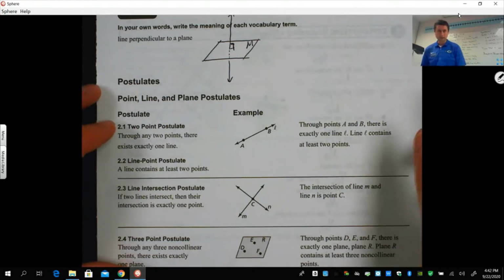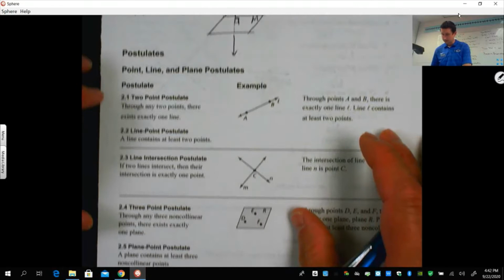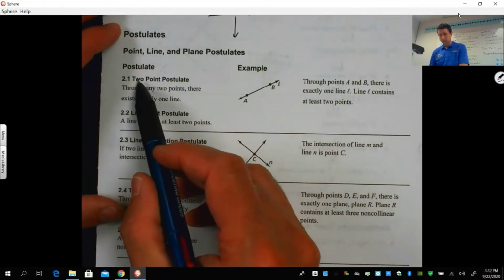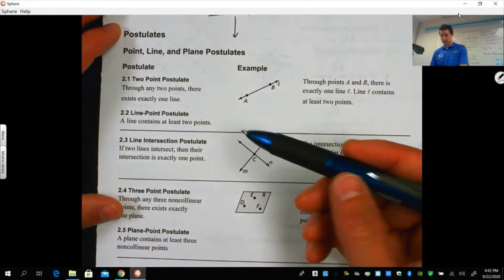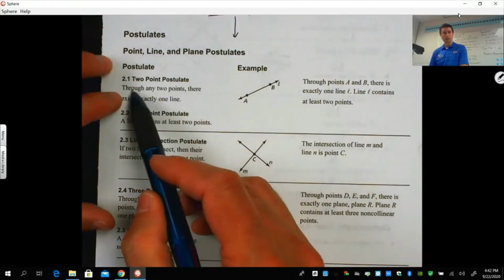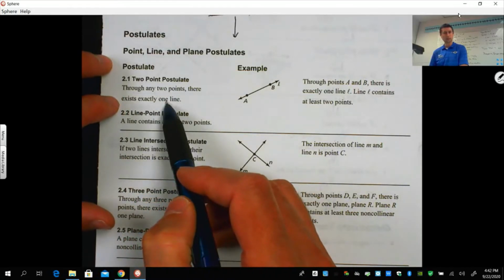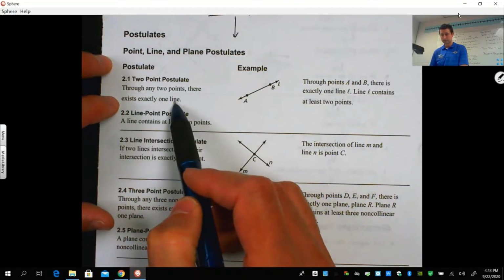Okay, here are the postulates. Axioms are your most basic geometric terms and definitions. Postulates are a step up from that, and it's just a fancy way of saying a rule, okay? So the two-point postulate, all of these are going to have names, and the names tell you what they represent. The two-point postulate says through any 2 points, there exists exactly one line. You can only have one line through 2 points. So through any 2 points, there exists exactly one line.